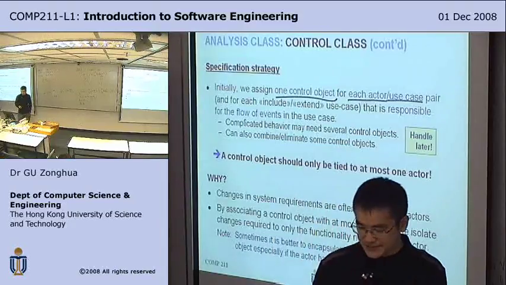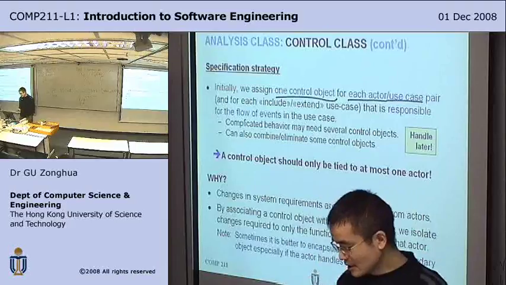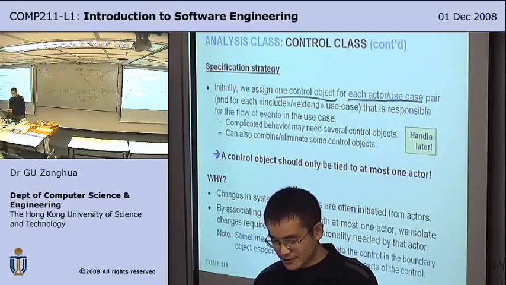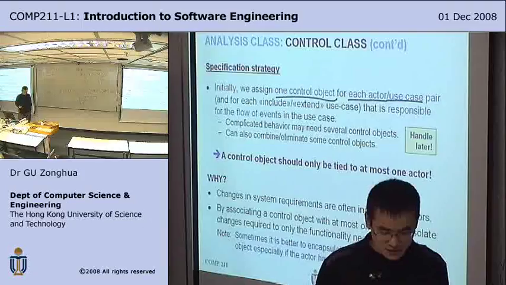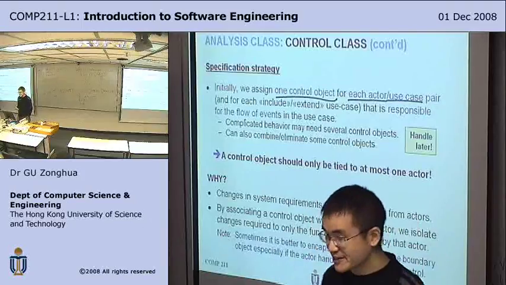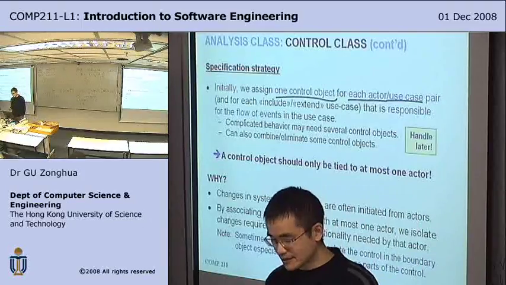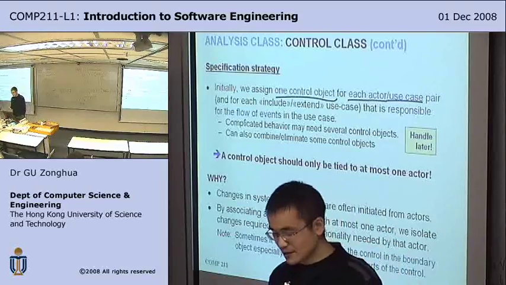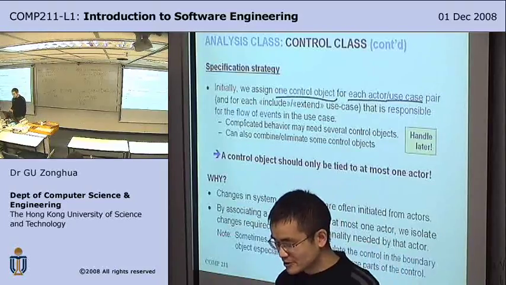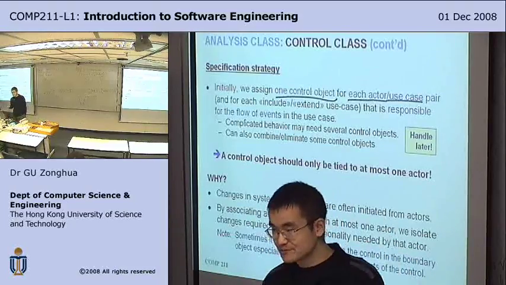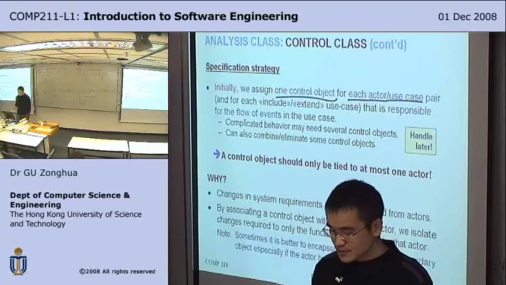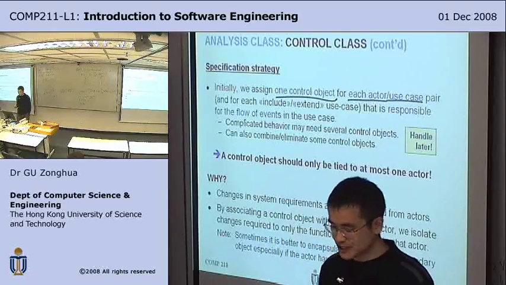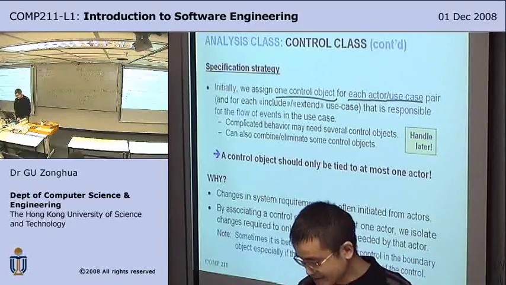Sometimes, if the control is simple, or if the UI is very complex and you put a lot of logic in the UI, then perhaps you can eliminate the dedicated control class and use the UI also for control. So instead of a 3-tier architecture, boundary, control, entity, you can have a 2-tier architecture, boundary and entity, if the control is simple.